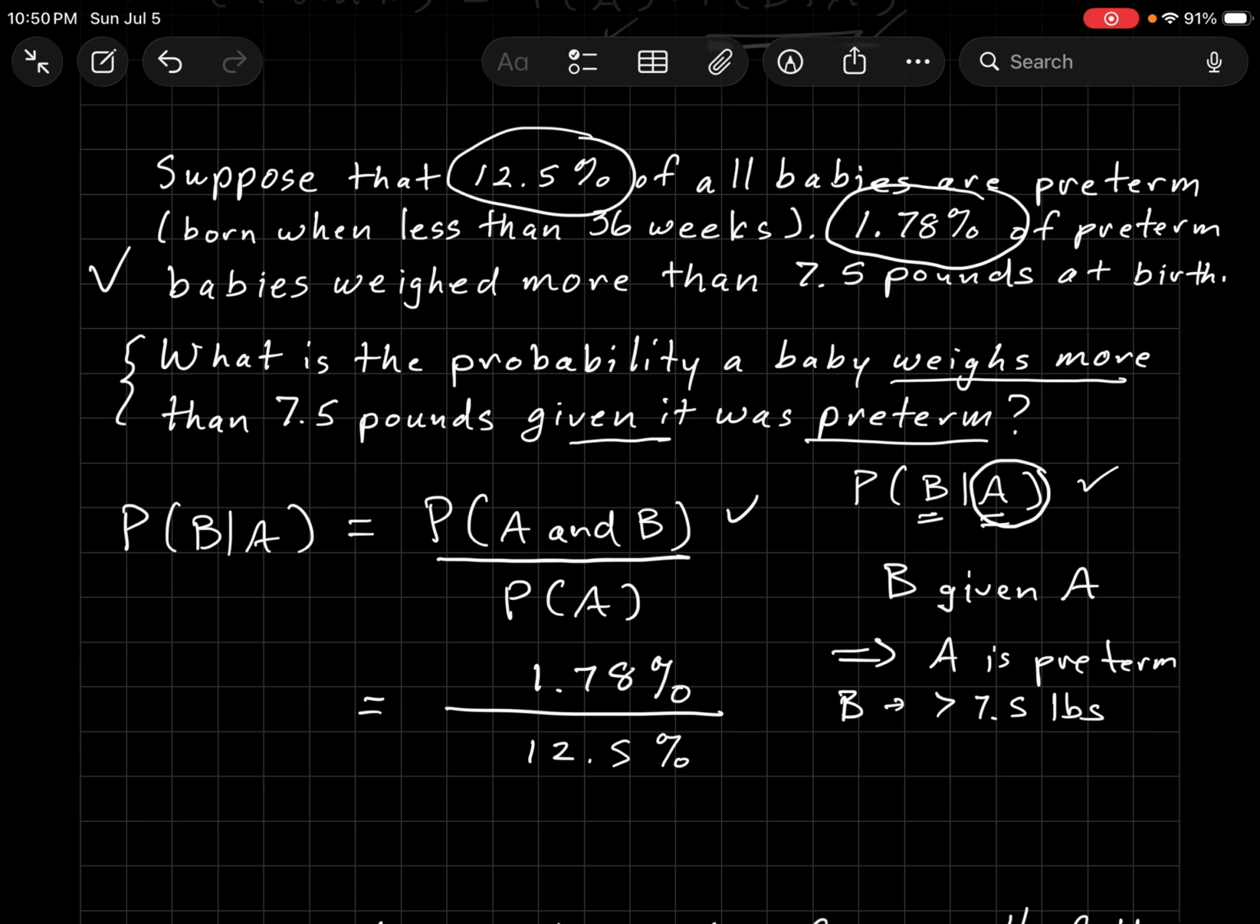So the probability that I want is 1.78 over 12.5. And I will simplify this one down, which is about 14.24%.